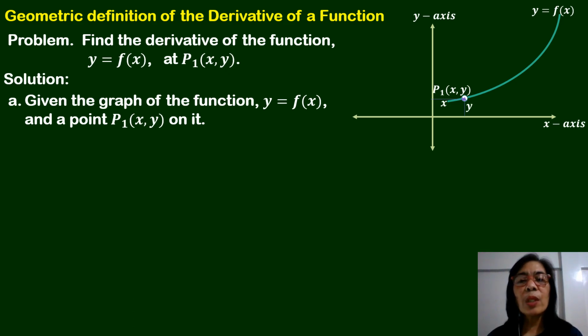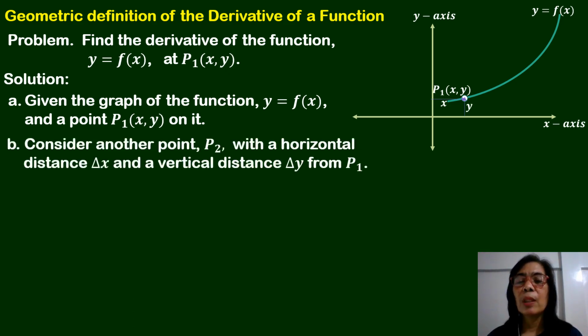The next step is we are going to consider another point, say point 2, on the graph of the function having a horizontal distance delta x from point 1 and a vertical distance delta y from point 1. So from the figure, you will see that the horizontal distance of point 2 from the y-axis will now be x plus delta x, and its vertical distance from the x-axis is y plus delta y. So point 2 now has coordinates x plus delta x and y plus delta y.